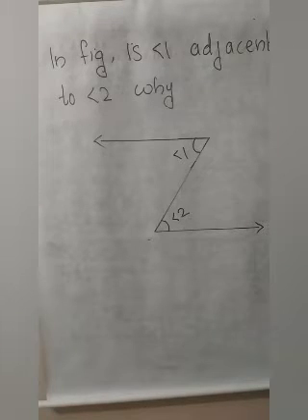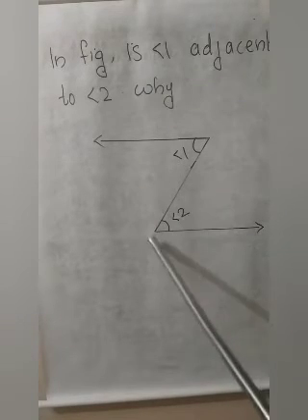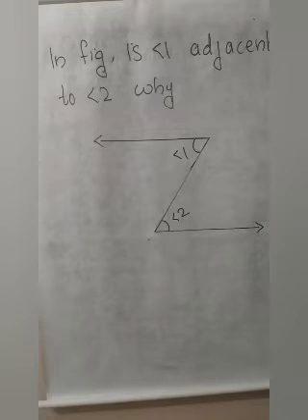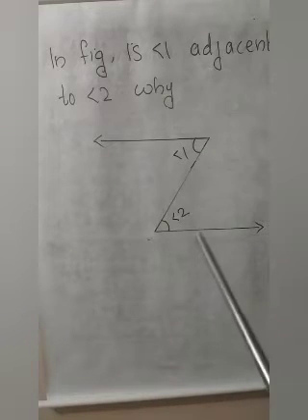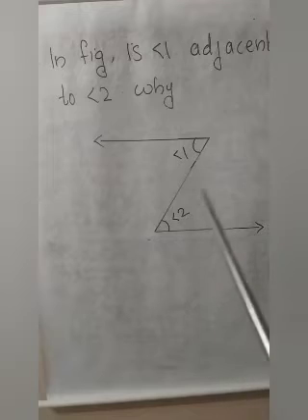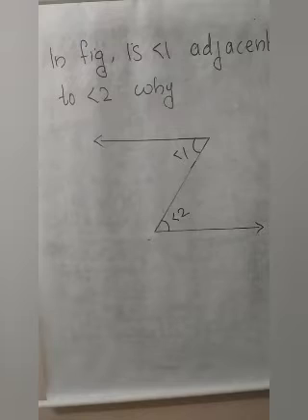Now what about the vertex? The vertex of this angle is here and the vertex of this angle is this. So are these two angles having a common vertex? No, they have a common arm but they don't have a common vertex. So we can say angle 1 and angle 2 are not adjacent angles. They have to satisfy all the conditions. Here they have a common arm but they don't have a common vertex. So angle 1 and angle 2 are not adjacent.